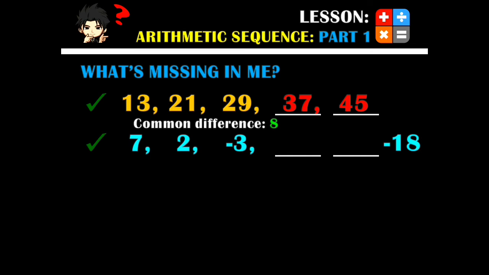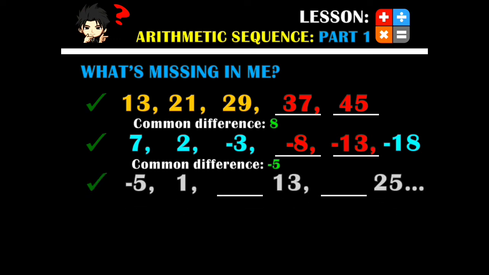How about the next example? What is the common difference? Very good. The common difference is negative 5. Therefore, after negative 3, the missing terms are negative 8 and negative 13. How about this example? What is the common difference? That's right, the common difference is positive 6. So the missing terms are positive 7 and positive 19.